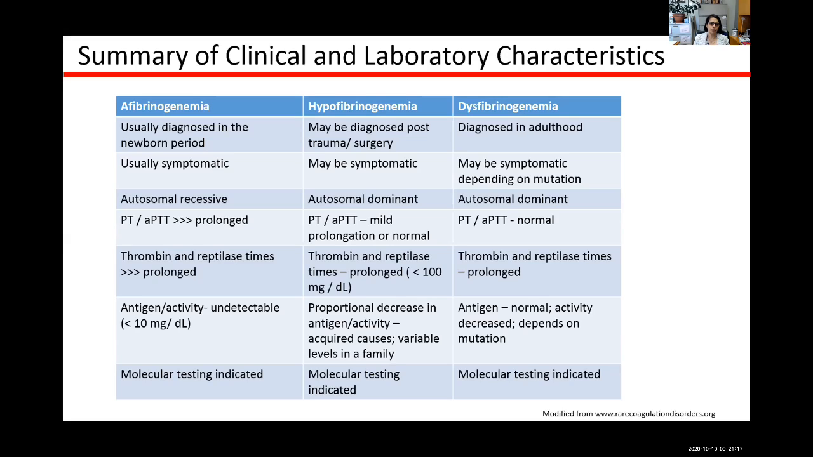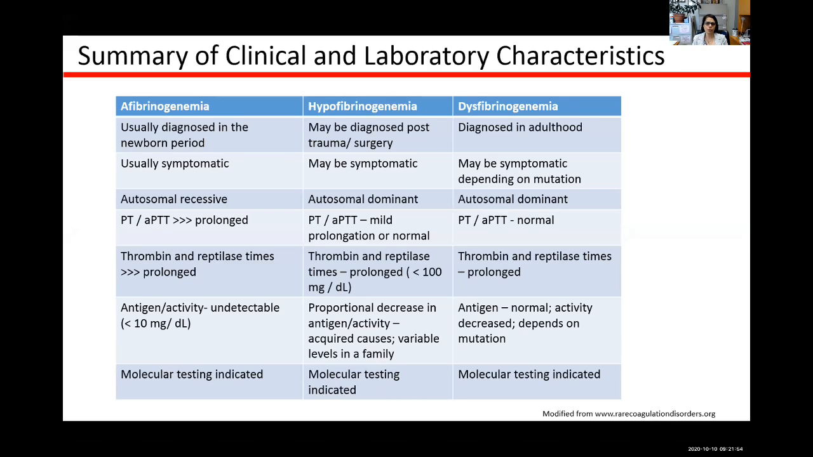Most afibrinogenemia patients will be symptomatic with bleeding symptoms, which is more common, and some of them also have clotting symptoms. Some of the hypofibrinogenemia patients may also be symptomatic. Dysfibrinogenemia patients tend to be symptomatic and present with clotting symptoms, and this is also dependent on the type of mutation that is inherited. Afibrinogenemia is autosomal recessive in inheritance, which means both parents need to be carriers in order for the child to inherit this disorder.